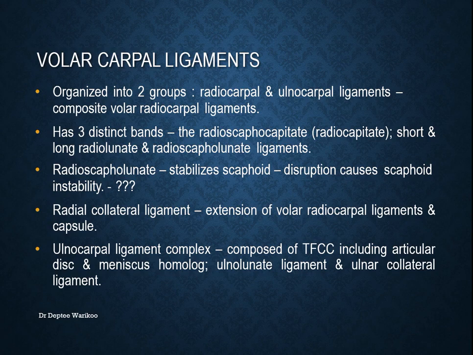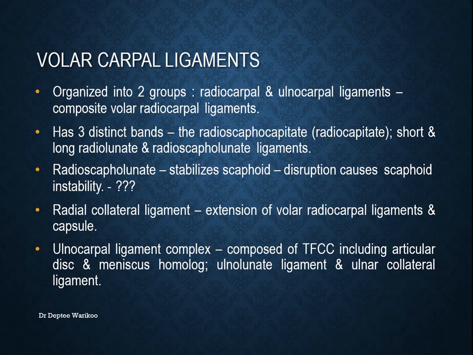Now, first we will discuss the volar carpal ligaments. These volar carpal ligaments are present on the volar surface of the wrist complex, and they comprise two groups. One is the radiocarpal and ulnocarpal ligaments. These together are known as volar radiocarpal or volar ulnocarpal ligaments.